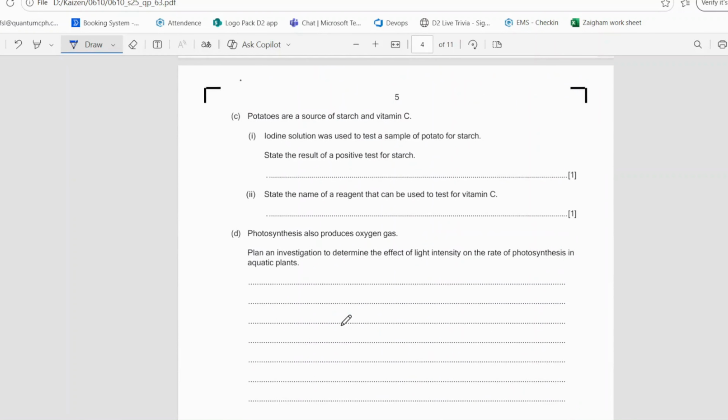Next one is, iodine solution was used to test a sample of potato for starch. State the result of a positive test for starch. Only the positive test result. Blue black color. And what is the reagent we use for the identification of vitamin C? DCPIP.